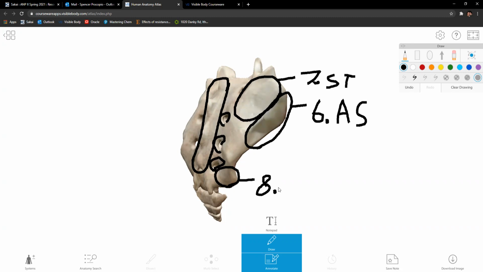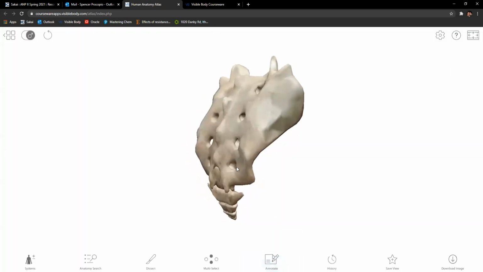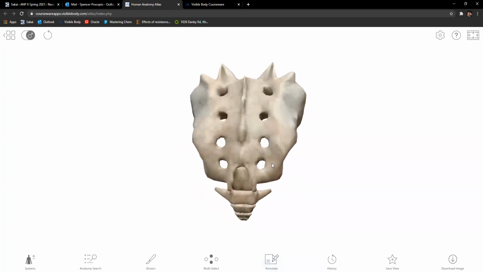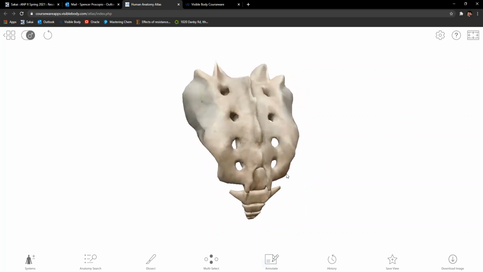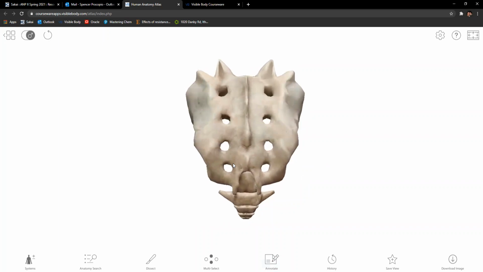All right, and then for number 8, we're going to be looking at the inferior lateral angles. So this guy right here. And then if we clear this drawing real quick and move this around, we can see that on this side you have your inferior lateral angle, and then again you have another inferior lateral angle. And like I said, they're all symmetrical. So here's the auricular surface on this side and the sacral tuberosity on this side as well. All right, so let's get another angle and we'll do some more.